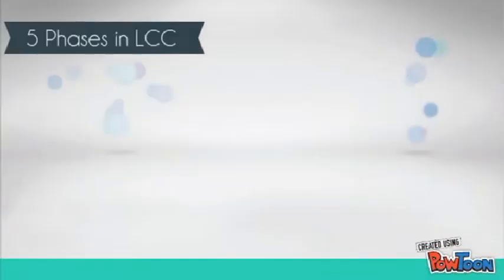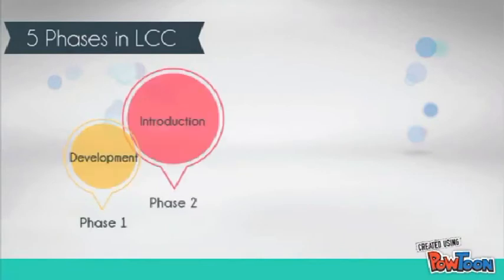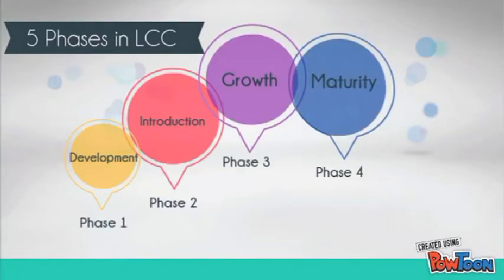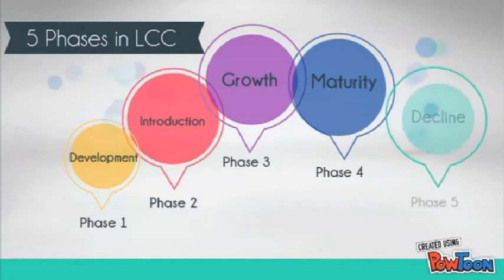There are 5 phases under life cycle costing. The first is the development phase, the second, the introduction phase, the third, the growth phase, the fourth, the maturity phase, and lastly, the decline phase.